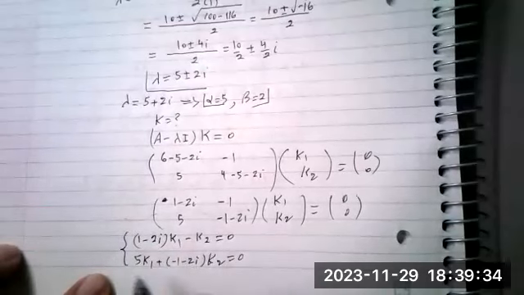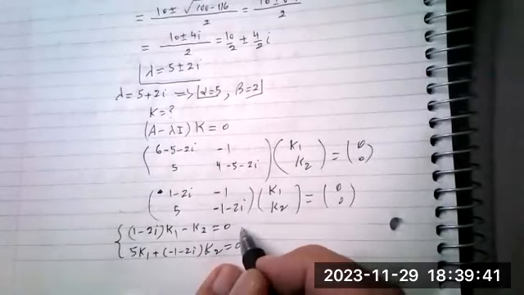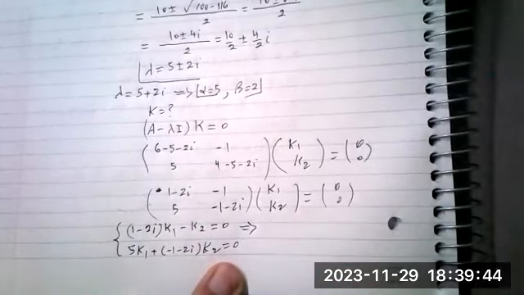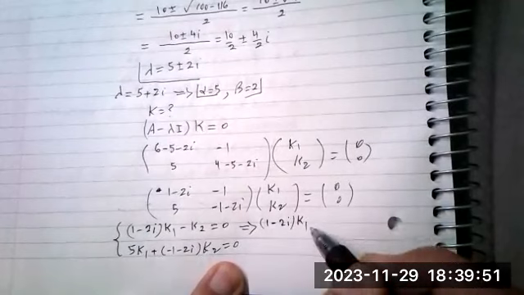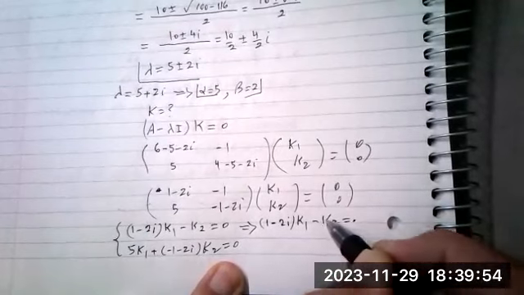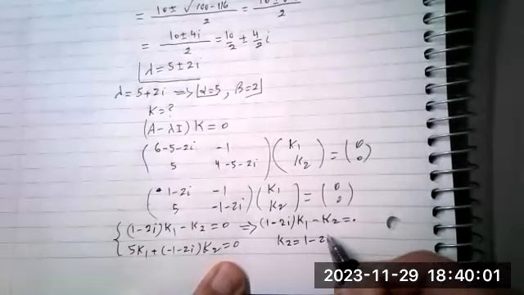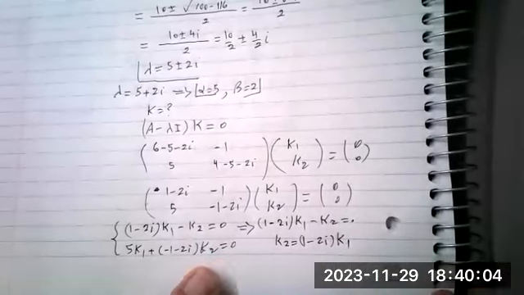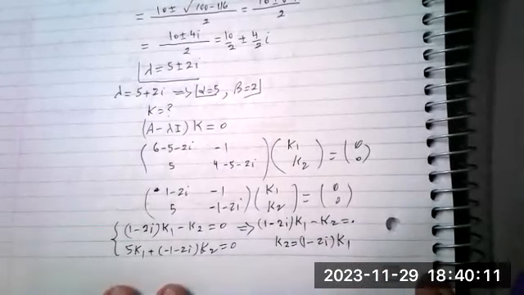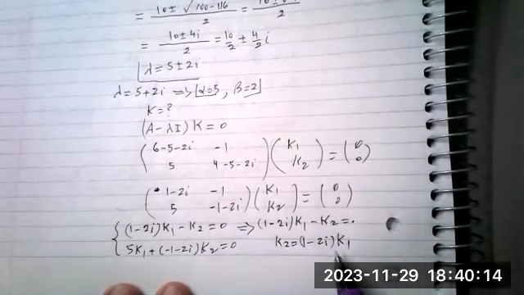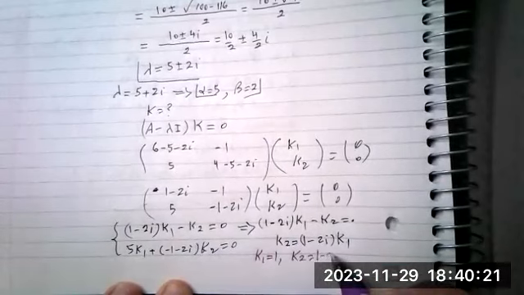This is a system that we have to solve, and this system is going to be dependent as we did before. So just pick one of these equations, the easy one. I pick the first one because you are going to have infinitely many solutions, so you need only one of them. k1 minus k2 equal to 0, so k2 is going to be 1 minus 2i times k1. That gives you infinitely many solutions, just pick one of them. What's the easiest? You pick k1 equal to 1, then your k2 would be 1 minus 2i.